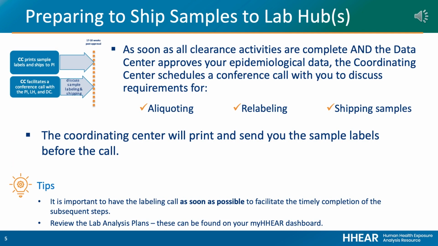As soon as all clearance activities are complete and the data center approves your epidemiological data, which is the last step of the clearance activities process, the Coordinating Center will schedule a conference call with you to discuss the requirements for aliquoting or other sample subdivision processes, such as sieving, relabeling, and shipping samples. The Coordinating Center will print and send sample labels to you prior to the call.